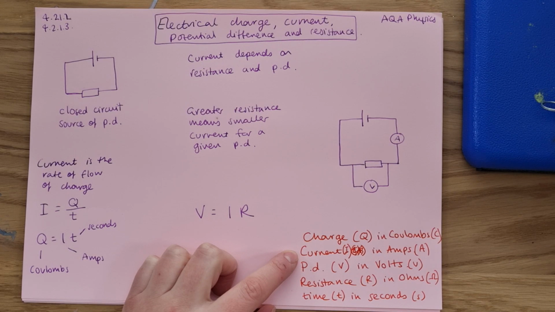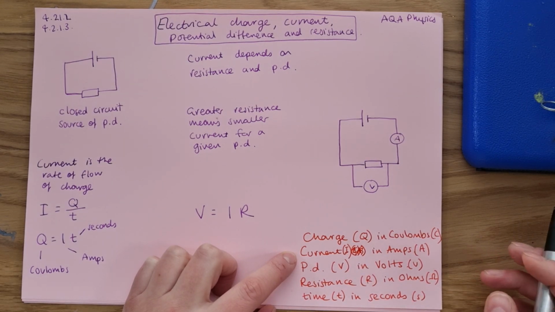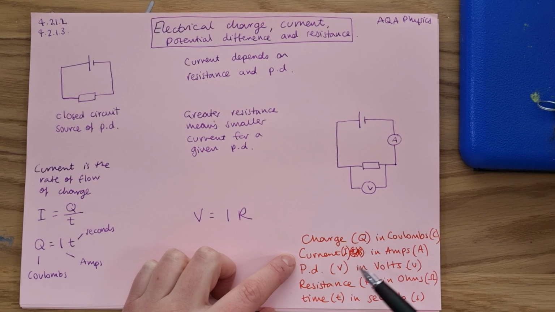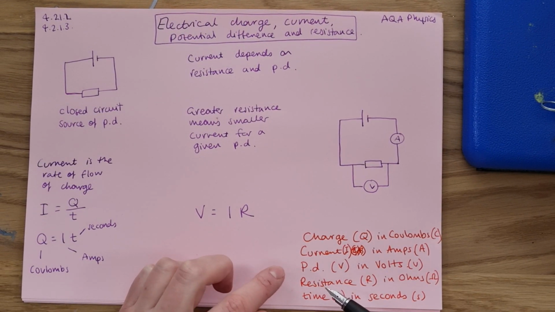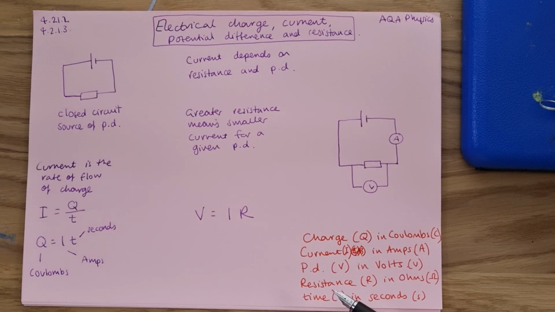Now, current is the rate of flow of charge, so it's how much charge passes a point every second. The symbol for current is I, because I think it's French, intensity of current, and it's measured in amps, which is A.